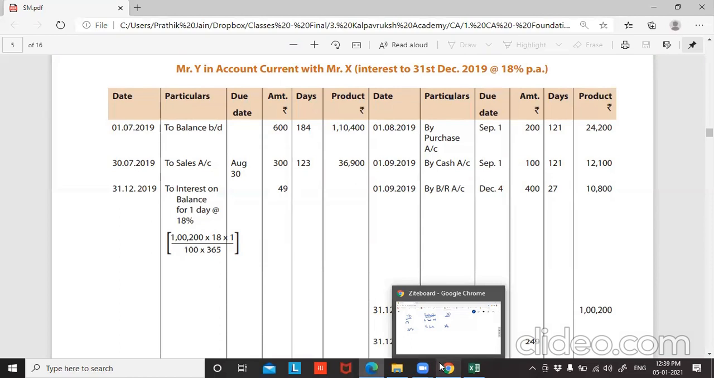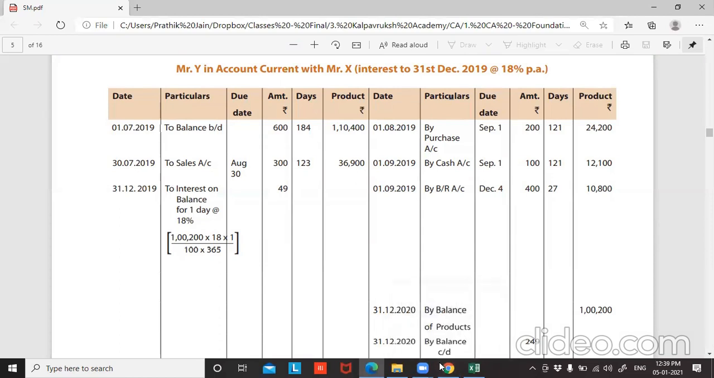So before we proceed towards the backward method today, I think there's one confusion with regard to a particular student. How has this 184 days come? Why is it not 183? Though I explained this in the last class, I'll still explain one more time here.